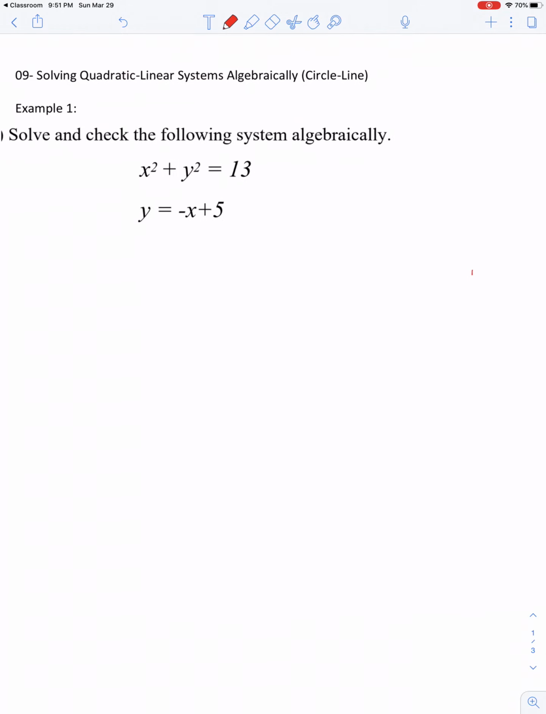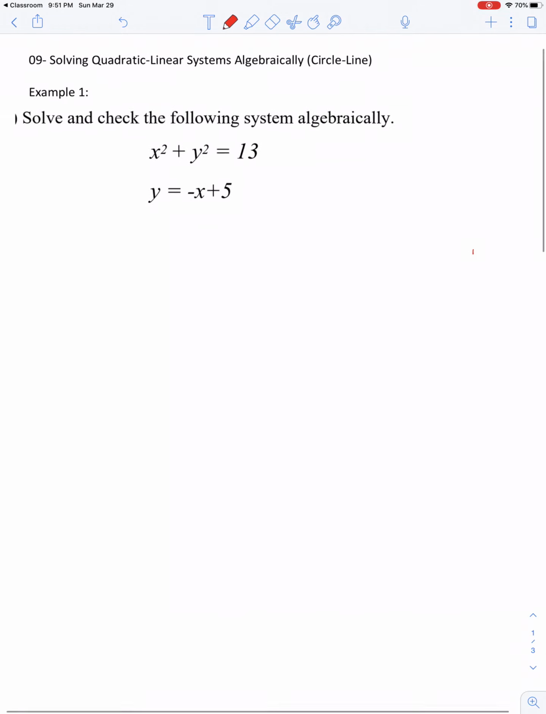Okay, now the systems we're going to solve algebraically, except the first equation has both x and y squared, meaning that it's a circle, and the second equation is a line. But we have y is equal to the negative x plus 5, so I could rewrite the first equation in the system without the y.